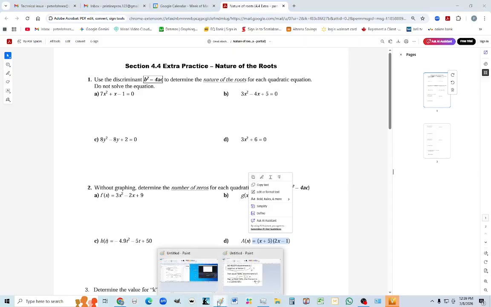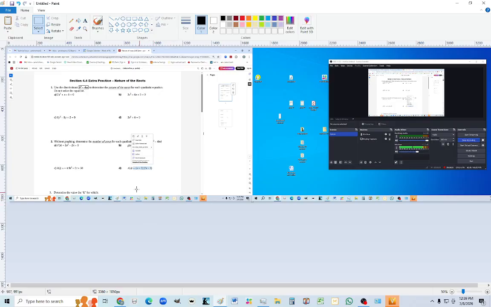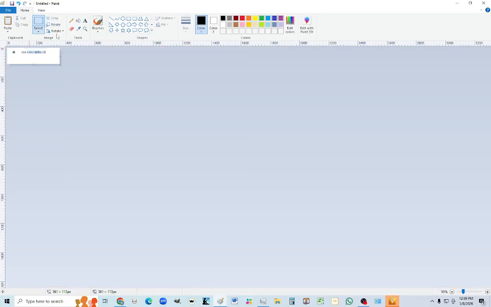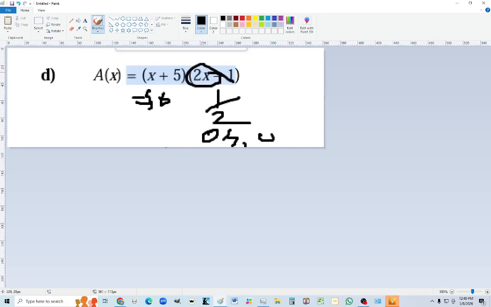Now, we could cheat right away and say, well, we don't have to use this. You've accidentally told me how many zeros there are in the factored form. I can clearly see that there are 2 unique factors here. And the roots, the zeros, will be minus 5 comma 0, the opposite of the factor. And this one will be 1 over 2, or 0.5 comma 0. I can clearly see there are 2 roots.